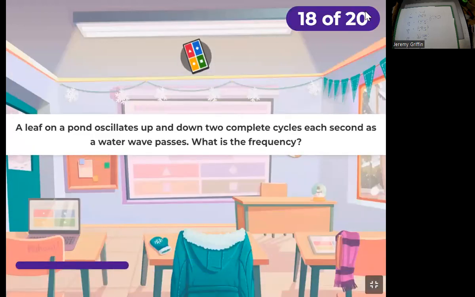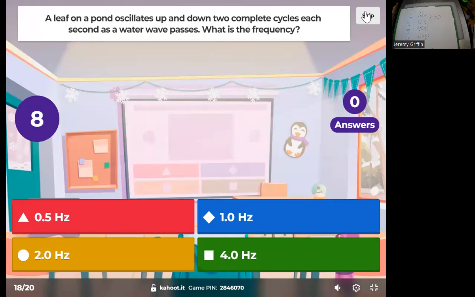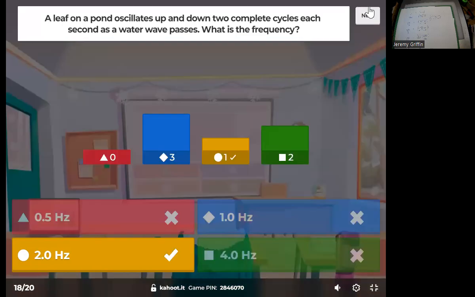Leaf on the pond bobs up and down 2 cycles every second. What's the frequency? 2 cycles per second. Yeah, 2 hertz. So 2 cycles per second is a frequency of 2 hertz, right? Guys, what's the time period between bobs? Half a second, because 1/2 would be half a second.